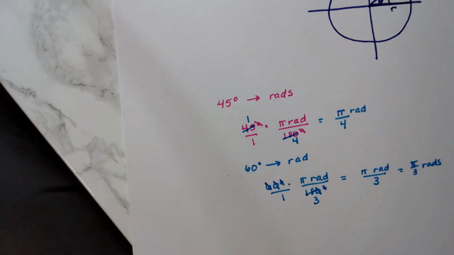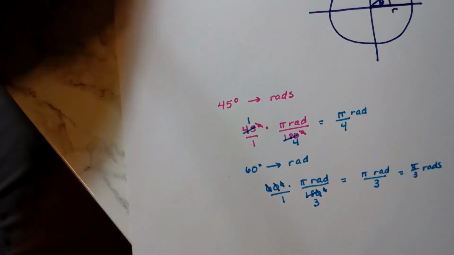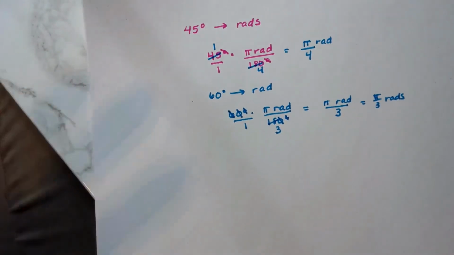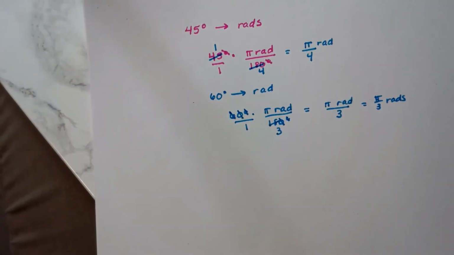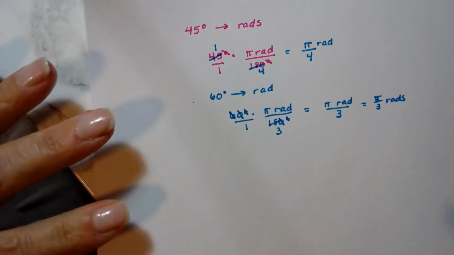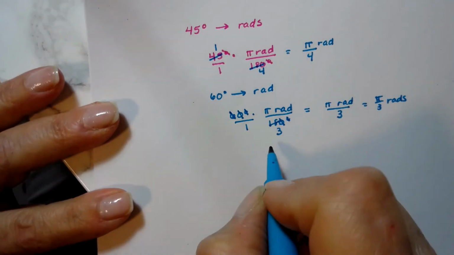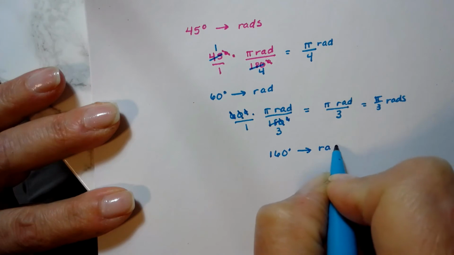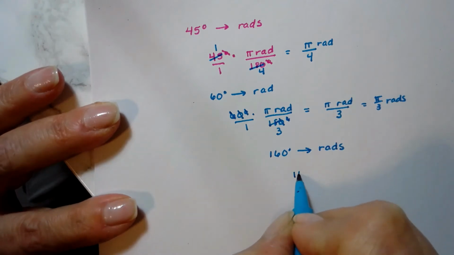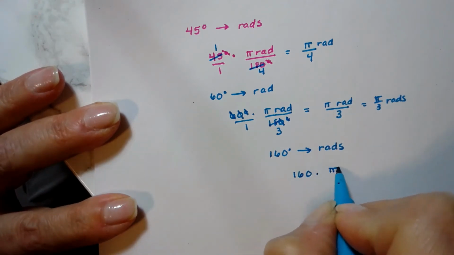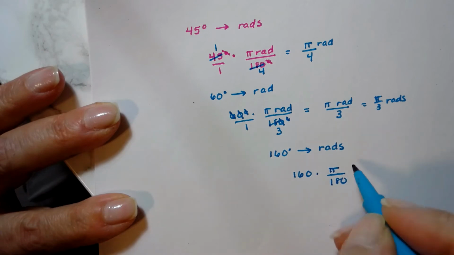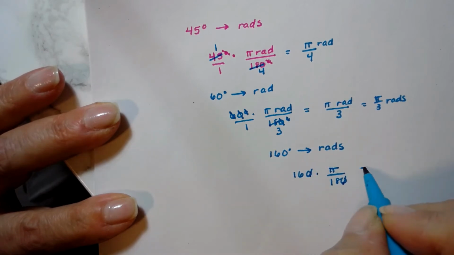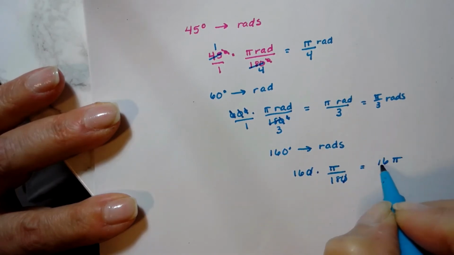Okay, let's do one more. Degrees to radians. So, I don't know, let's say 160 degrees. We want to convert that to radians. So it would be 160 times pi over 180. Again, I can cancel a 0 for 0, so that's going to give me 16 pi over 18.